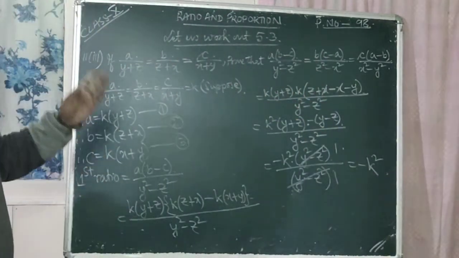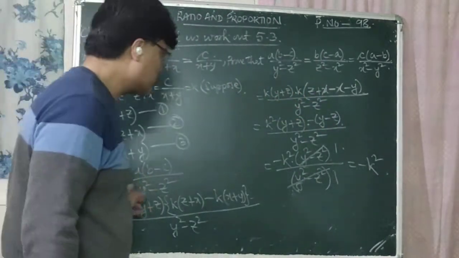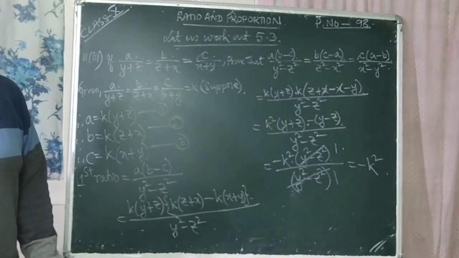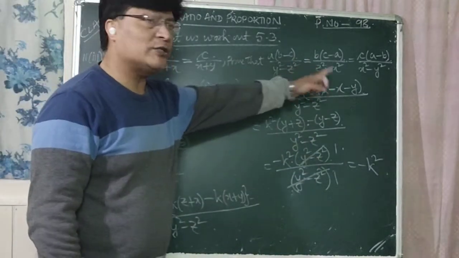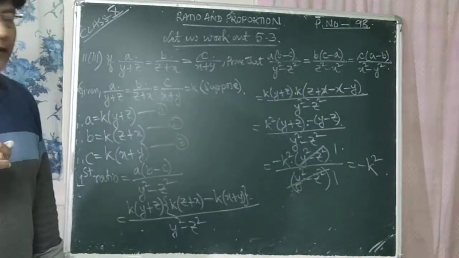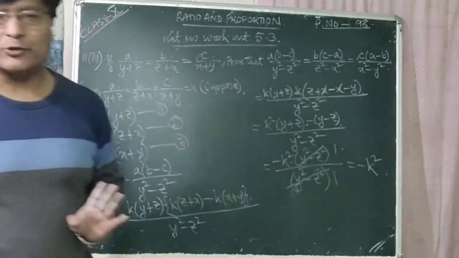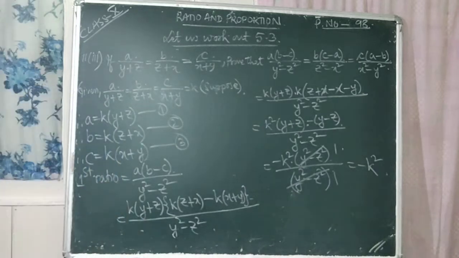That means what is the value of the first ratio? That is, first ratio is equal to minus k square. Now you should simplify second ratio and third ratio. Both of them should be equal to minus k square. Then only it will be proved. Right?